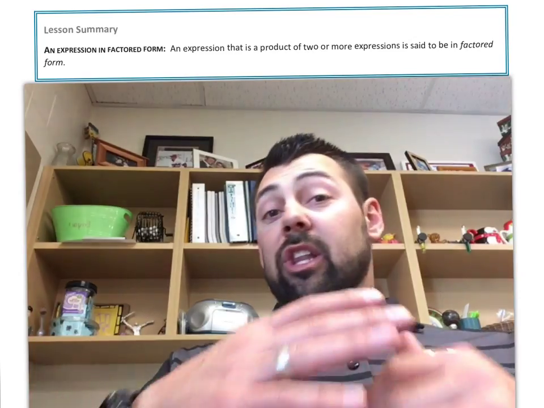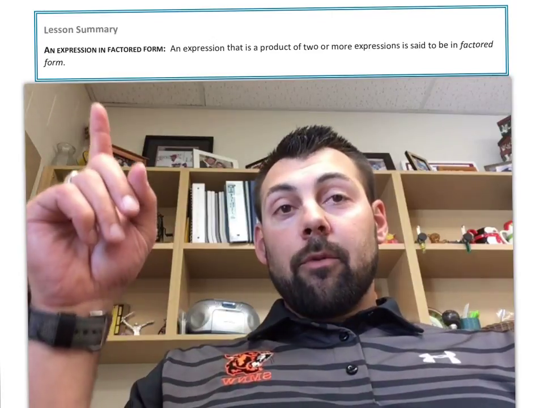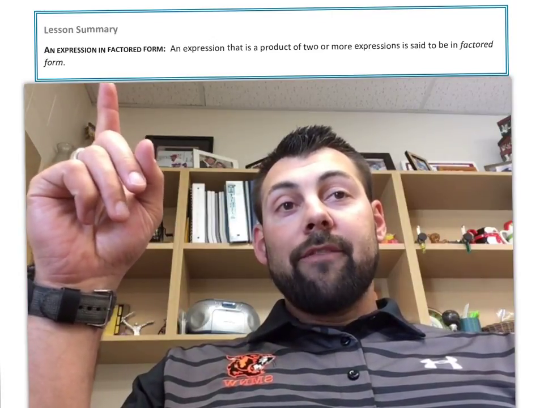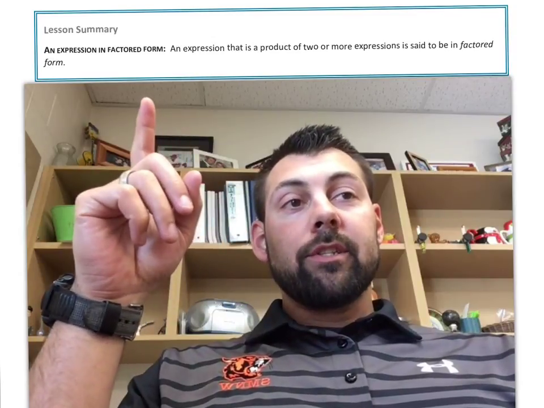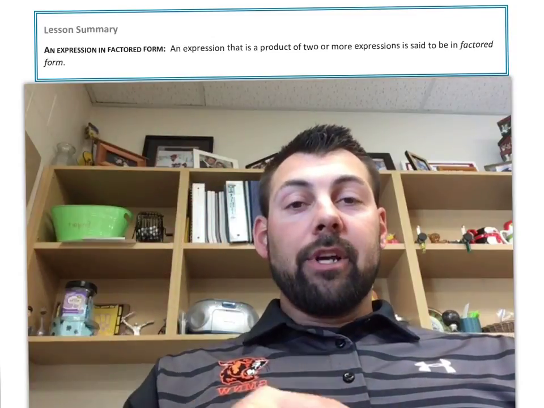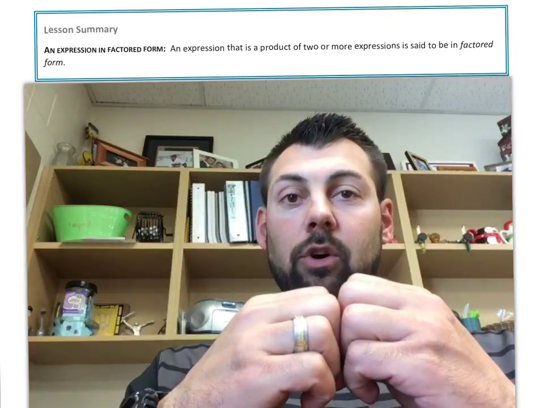I hope this was clear enough for you guys. Lesson summary right here. An expression in factored form is a product of 2 or more expressions, and it's said to be factored because you're using the greatest common factor to take those coefficients down. We're using the distributive property, and we're finding equivalent expressions to simplify our life.